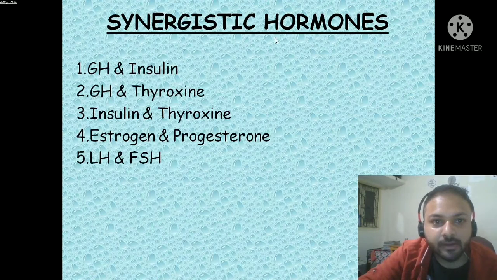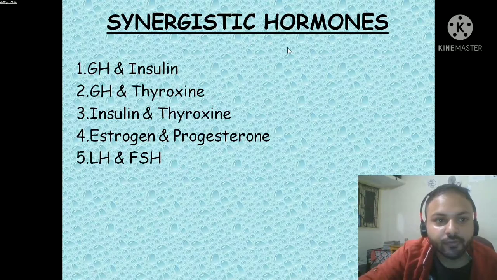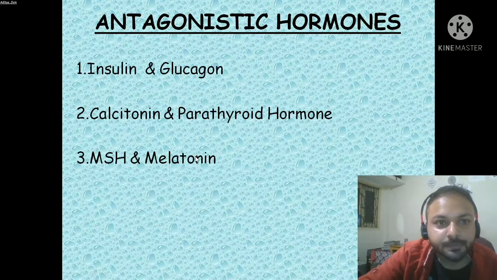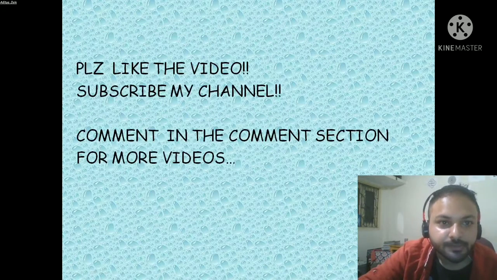Now synergistic hormones. These hormones complement each other, means favor each other. For example, growth hormone and insulin, growth hormone and thyroxine, insulin and thyroxine, estrogen and progesterone, LH and FSH. Now antagonistic hormones, what are those? These hormones oppose each other. Insulin and glucagon, calcitonin and parathyroid hormone, MSH and melatonin. These are the basic 3 examples.